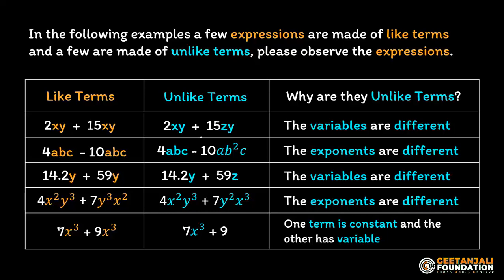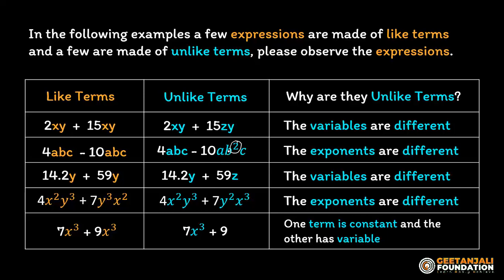Now next is unlike terms. You can see this expression is formed by two terms. The first term contains xy, the second term contains zy. You must be observing that I am not worried about this 2 or 15. I am not at all worried about these numbers because we are talking about like terms and unlike terms. It totally depends on the variables involved. So here xy and here zy. So these are unlike terms. So this expression is formed by two unlike terms. Here 4abc minus 10ab square c. Although we have abc at both the places, here b is squared. This is important.